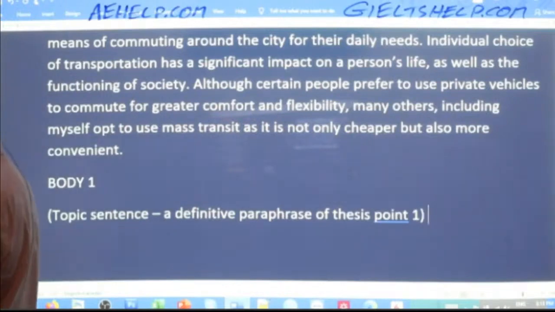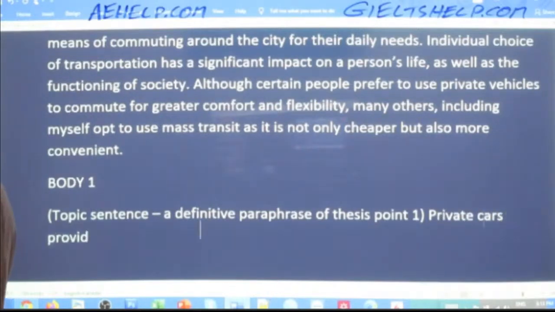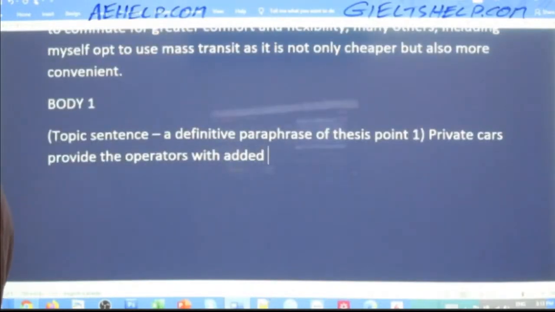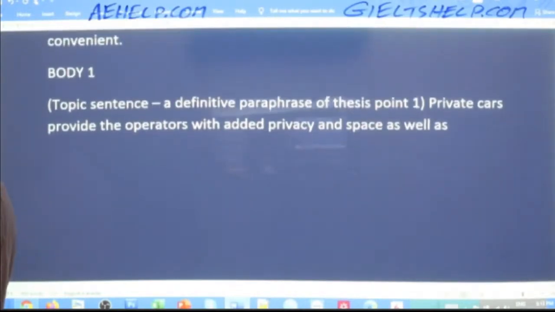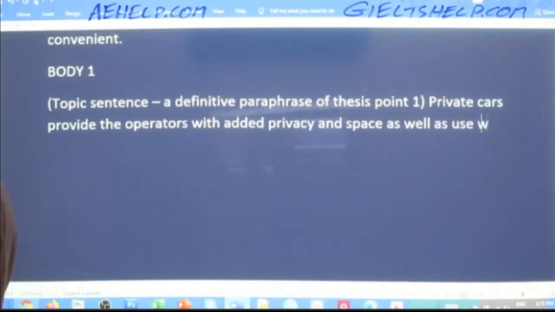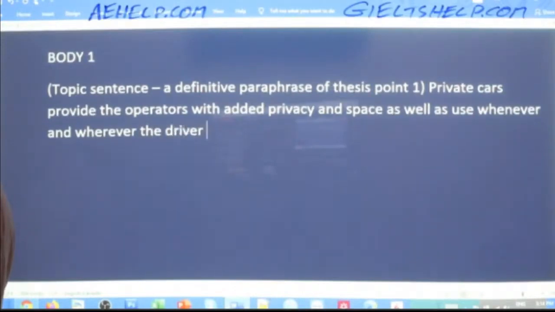So, private cars provide the operators with added privacy and space, as well as use whenever and wherever the driver desires to go. Okay.